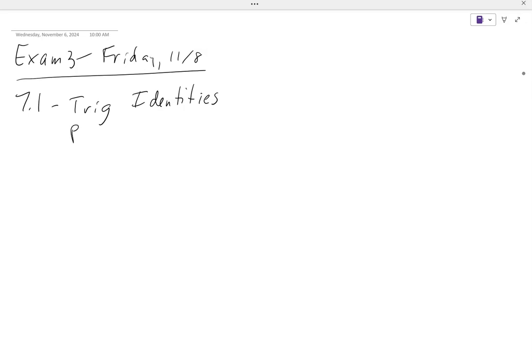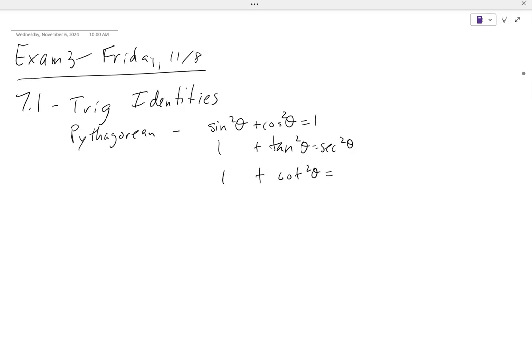Remember, we had the Pythagorean identities. Oops, forgot my squared. No, I guess I wrote that one backwards. Doesn't really matter. So your Pythagorean identities, that's the sine squared theta plus cosine squared theta equals 1. 1 plus tangent squared theta equals secant squared theta. 1 plus cotangent squared theta equals cosecant squared theta. Those are the three Pythagorean identities.